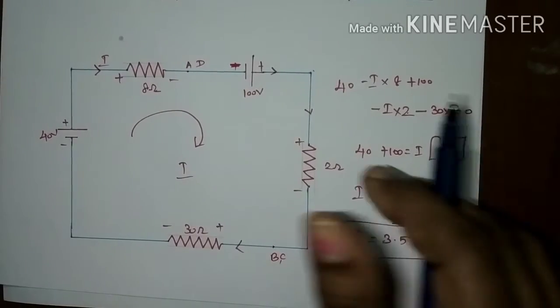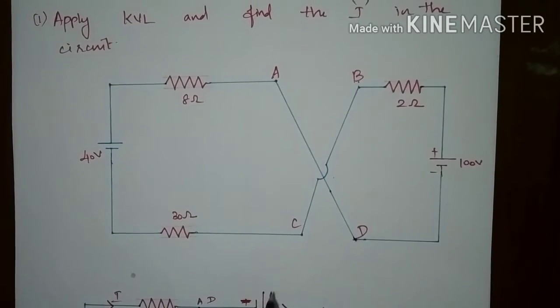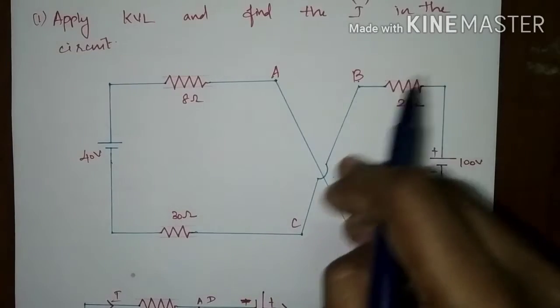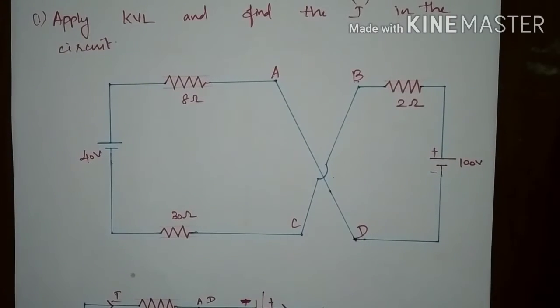Okay, understood? It is a simple circuit. First we have to draw the circuit properly without the overlapping, and then we can find the value of the current flowing through the circuit just by applying KVL, or by using simple Ohm's law.